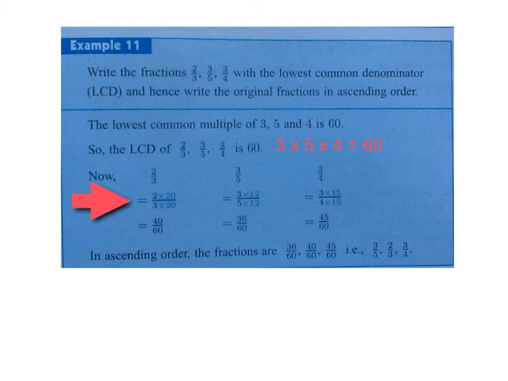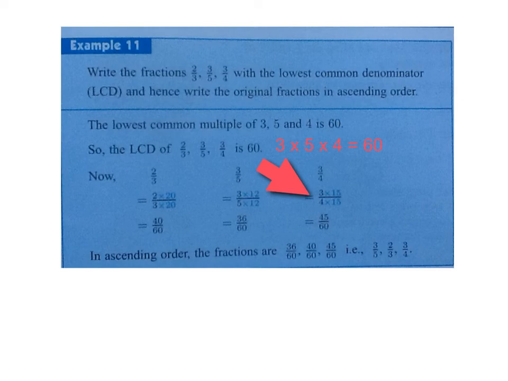2/3 put over a common denominator of 60 means that you have to multiply top and bottom by 20, so you get 40/60. To get 3/5 over a common denominator of 60, you have to multiply top and bottom by 12. To get 3/4 over a common denominator, and remember these are equivalent fractions, they've not changed at all, you have to multiply top and bottom of 3/4 by 15. Once you've done that, and those fractions are all over the denominator of 60, you can immediately see which is the biggest, which is the smallest, and you can arrange it in the order that you've been asked to.